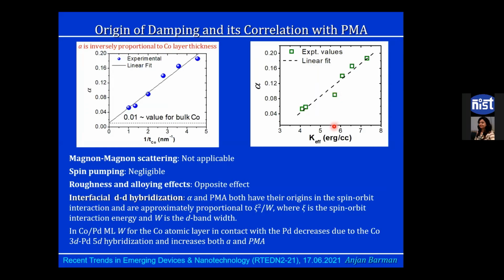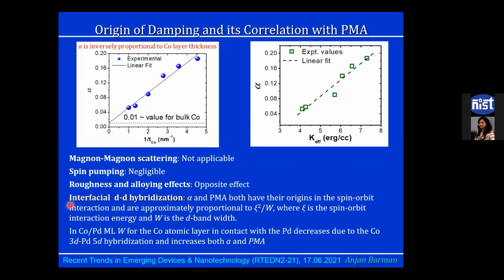But in order to understand this behavior, we did more analysis. And we find that the magnon-magnon scattering is not applicable, because this is applicable only for in-plane magnetized samples. Because this is perpendicularly magnetized, this is not applicable here. We also calculated the spin pumping related phenomena, and we found that the spin pumping is negligible here also. So the roughness and alloying will have opposite effect. So this is also ruled out.